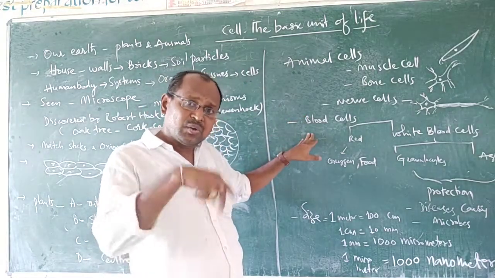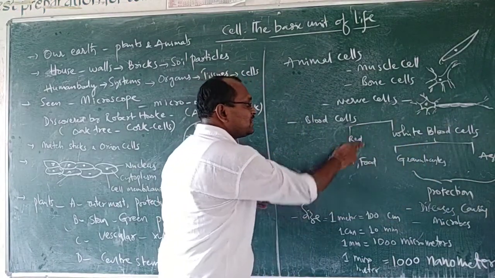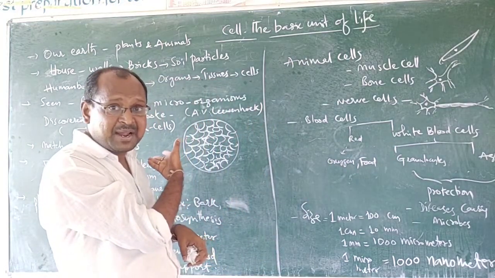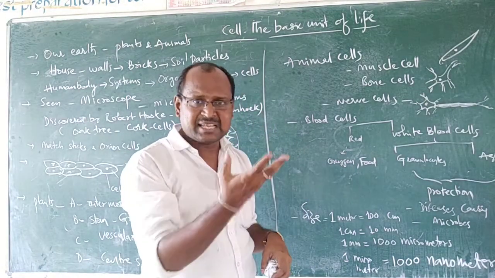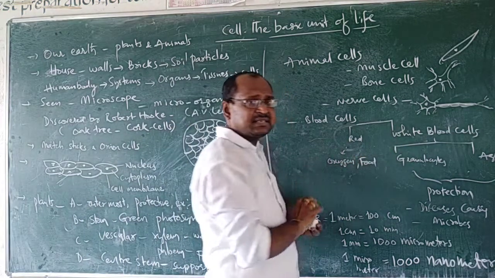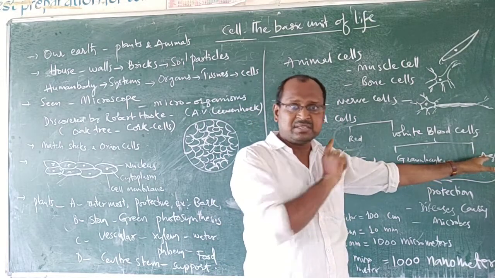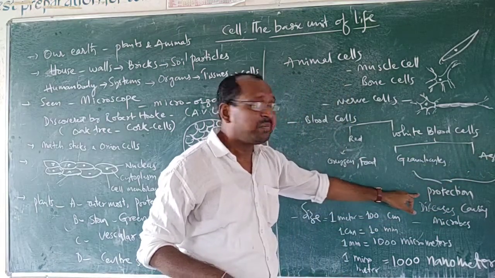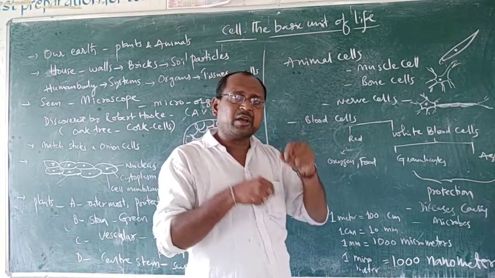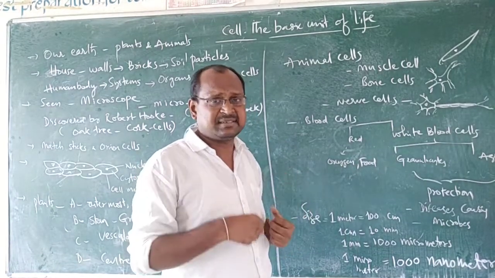Blood cells are also of two types: red blood cells and white blood cells. What is the function of red blood cells? They transport oxygen and food to each and every part of the body, the same as xylem and phloem in plants. White blood cells are of two types, including granulocytes. Later we will discuss these topics in depth. They protect our body from diseases. They fight against the germs and microbes that enter the body. That is how white blood cells always protect us from diseases.